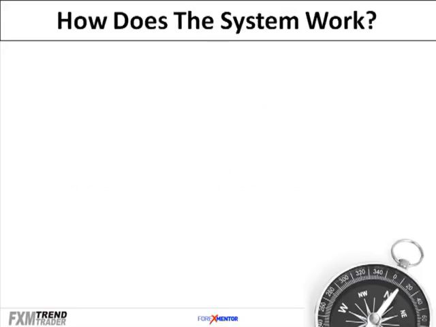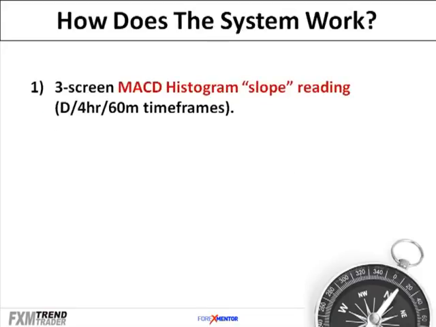How does the system work? As we mentioned to you in our example last week, one component is a 3-screen MACD histogram slope reading. We're looking for that sweet spot, for lack of a better word. It's not always long-lived, but it's usually pretty definitive when you've got the same MACD histogram slope reading. It's a 2-bar reading. Okay, backwards from the current open, you look at the most recent 2 closes, and you're looking for slope up or down.